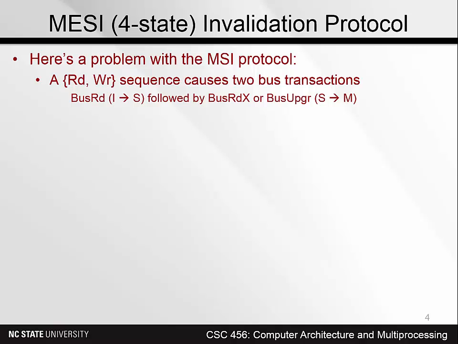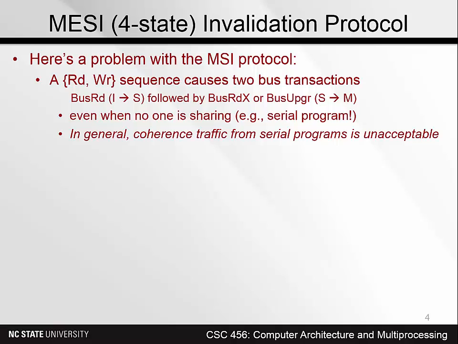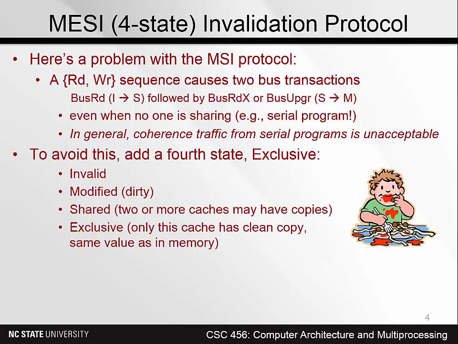If a processor reads the value of a variable and then writes it, two bus transactions occur, a bus read and then a bus read X or a bus upgrade depending on the protocol. This happens even if the line is unshared, and most of the lines in most caches are unshared. This means that even single-threaded programs induce bus transactions and potentially slow down other processes. To avoid this, we can add a fourth state to the protocol.